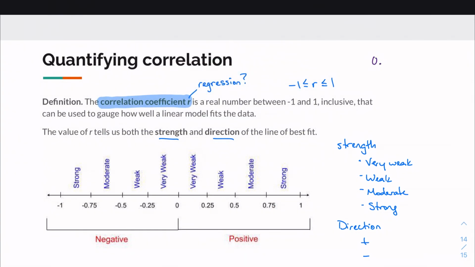So if I have like 0.452, well, that's going to fall somewhere in this category, right about here. And that's a positive number, so that would be weak positive correlation. Versus if I have something like negative 0.897, well, that's going to fall maybe about here. And that's going to be strong negative correlation.